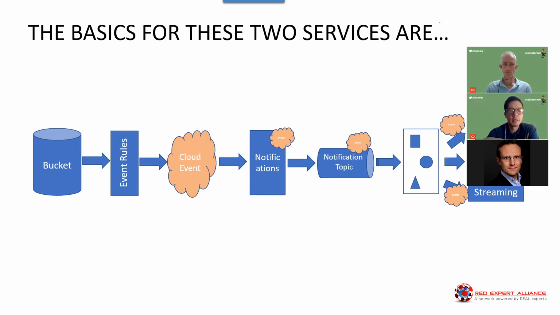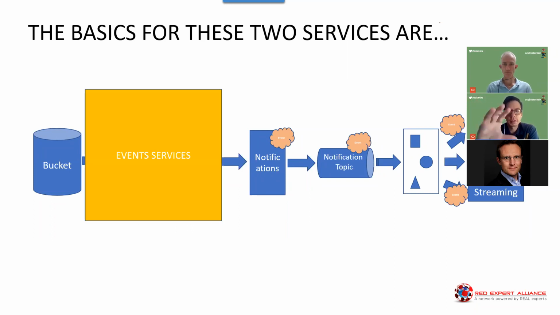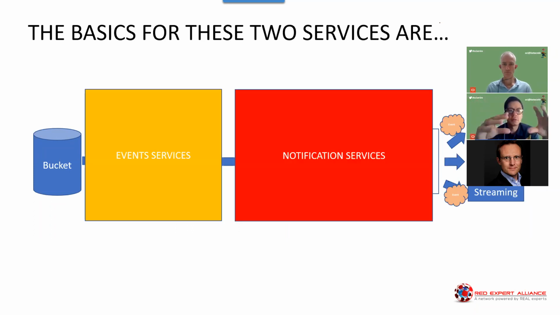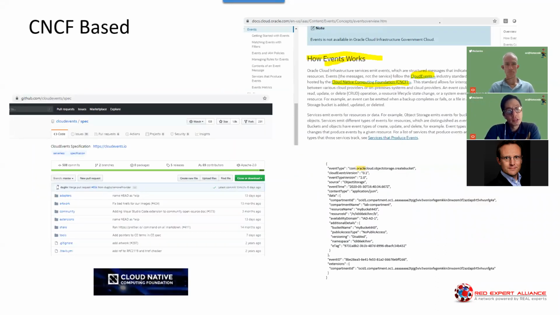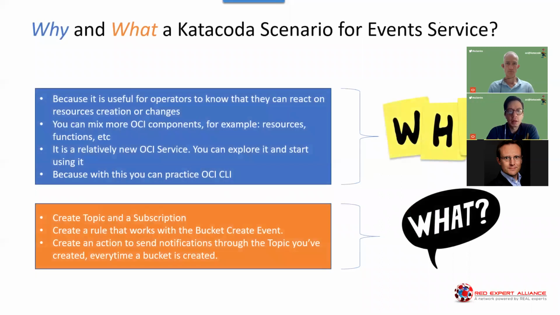So if you want to divide in your head what the boundary is between event services and notification services, if we click again, we will see those boundaries. The first part was the event services, and the second part was the notification services, all right? So that's pretty much what the events and notification services are. And just to finalize, as I already mentioned, the events are based on CNCF, so you will be getting CNCF-based events. And the scenario that you are going to follow is in the next slide. The steps that you are going to follow are, again, why and what. Why?